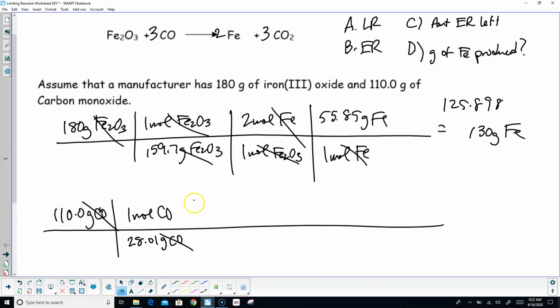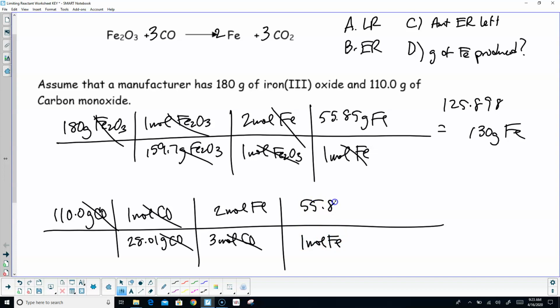Grams of carbon monoxide cancel. I now know moles. Now that I know moles, I can do my mole ratio. For every 3, there are 2. So 3 moles of carbon monoxide, 2 moles of iron. Okay, and then I need to find the mass of that. So once again, 1 mole of iron still weighs 55.85 grams of iron. Moles cancel. I'm ready to solve. 110 times 2 times 55 divided by 28 divided by 3. When you do so, notice you're going to have 4 sig figs in this answer because your measurement has 4. 146.2 grams of iron.